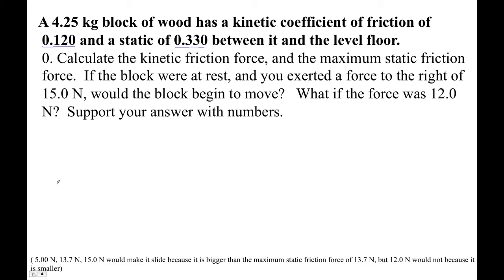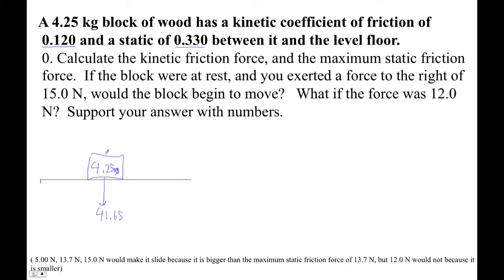So here's this block of wood. Whoops, failure to draw a horizontal line. Okay, little block of wood, 4.25 kilograms. Now, I'm not going to do this every time, but the forces acting on this block in the vertical direction are, of course, gravity is down, so 4.25 times 9.8 is 41.65 newtons. So gravity is pulling down.